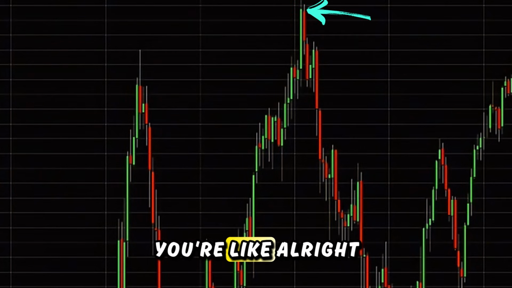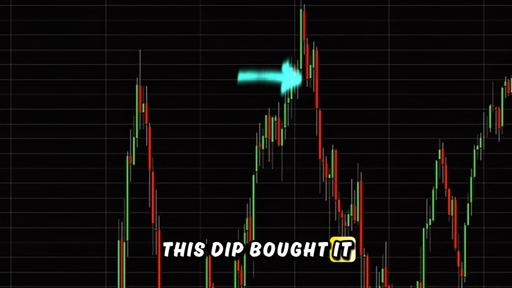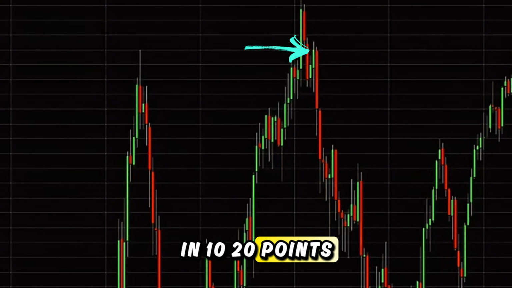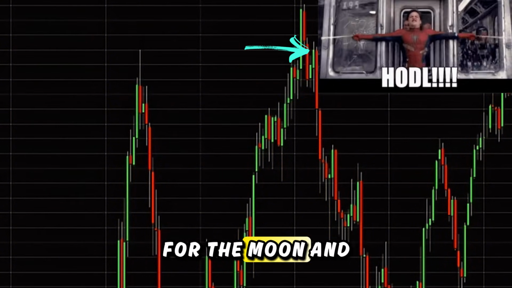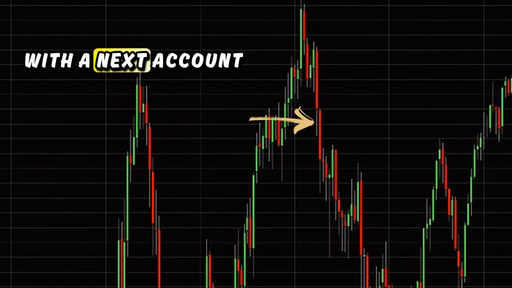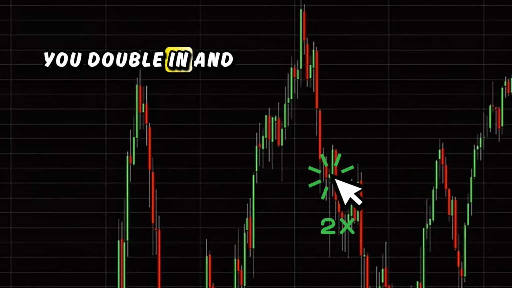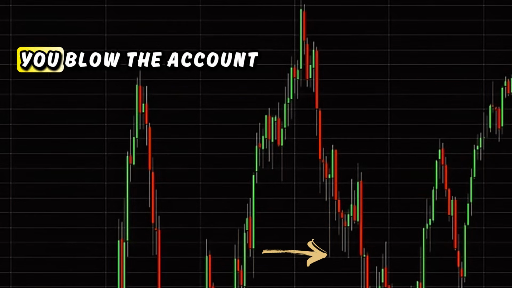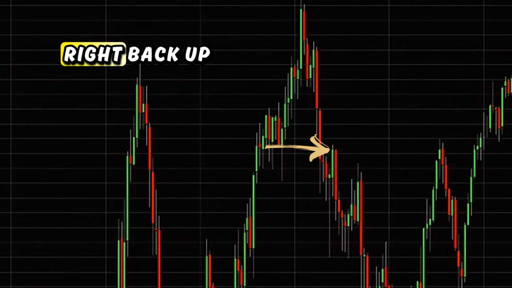And so right here, you're like, all right, I'm gonna go for this dip. You bought it right here. You don't lock it in 10, 20 points like how you should. You're trying to hold for the moon, and guess what? You get dumped here, stopped out. Now you mark it in with the next account, it drops even more. You double in, and boom! It washes you out. You blow the account right here, and then it snaps right back up.